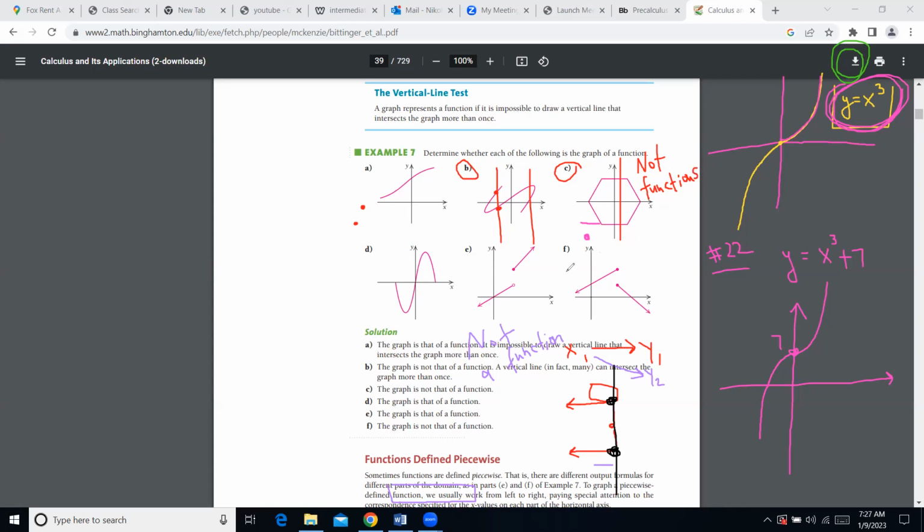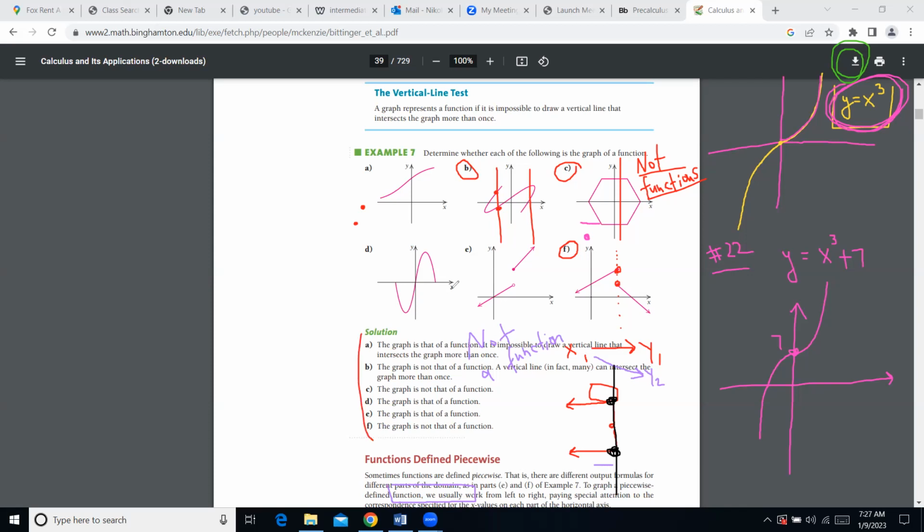I say, looks like the others are also functions. Well, here's one more, not a function. The reason is that this vertical line here intersects my graph at this point and at that point. So it's another not function. Well, the other three are functions. I guess that's what they're telling us here in the solution.